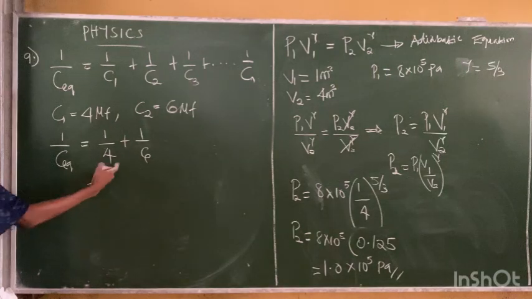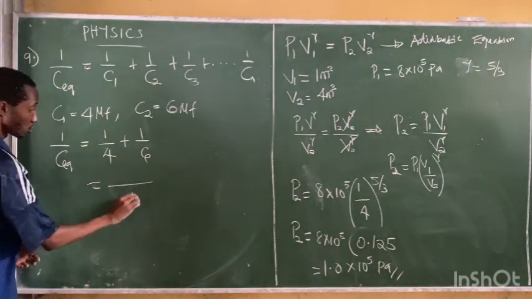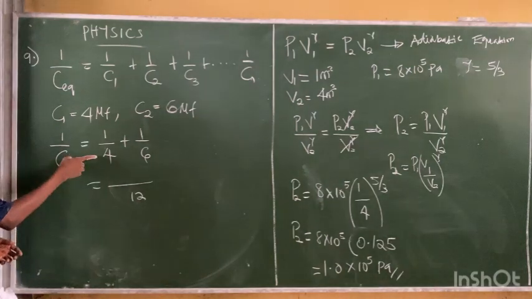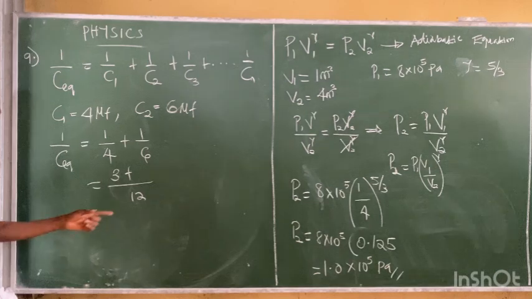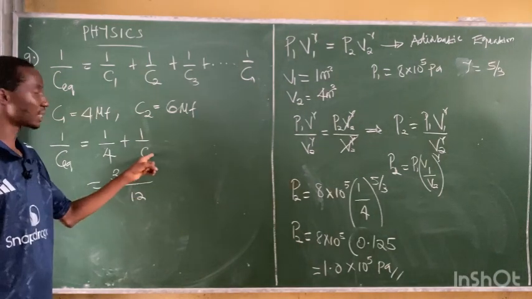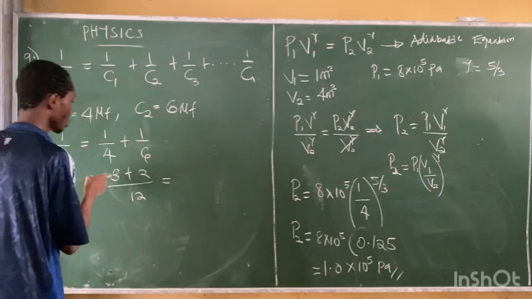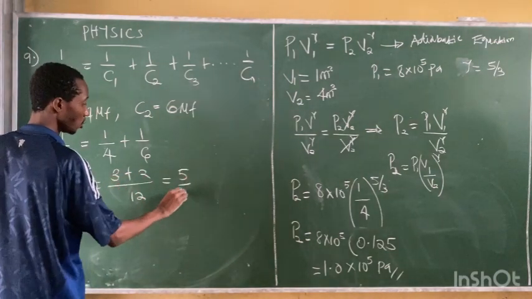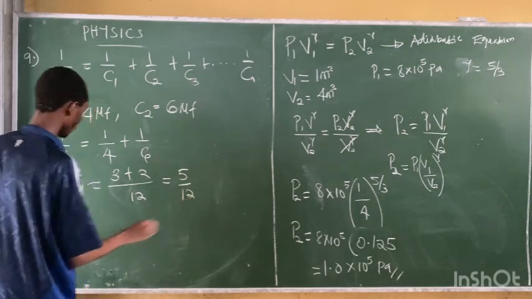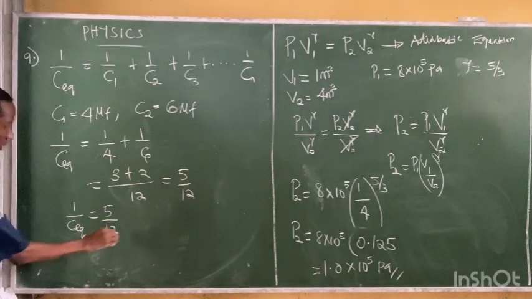This is equal to, when we have two fractions like this, we take the LCM. The LCM of 4 and 6 is 12. 12 divided by 4, you have 3. 3 times 1, you have 3. Plus 12 divided by 6, you have 2. 2 times 1, you have 2. This is giving us 3 plus 2, which is 5, all over 12. We have the equivalent capacitance to be 5 over 12.